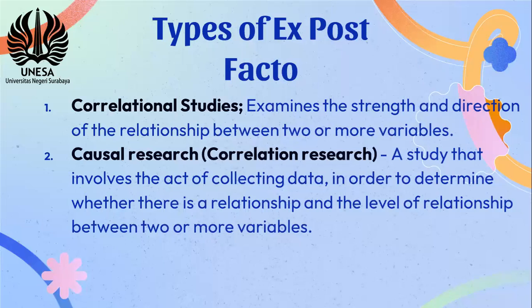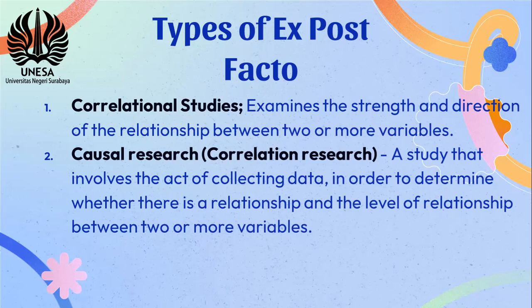Types of ex post facto. There are several types of ex post facto. The first is correlational studies, which examine the strength and direction of the relationship between two or more variables. Next, causal research, or we can call it correlation research, is a study that involves collecting data in order to determine whether there is a relationship and the level of relationship between two or more variables. That is the second type of ex post facto.